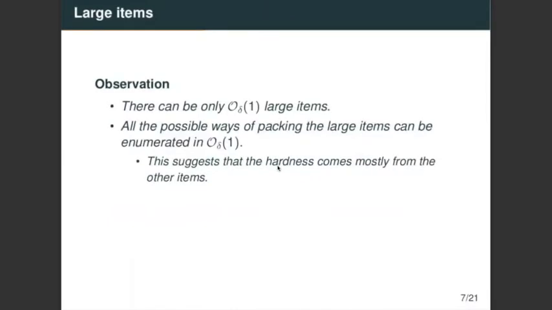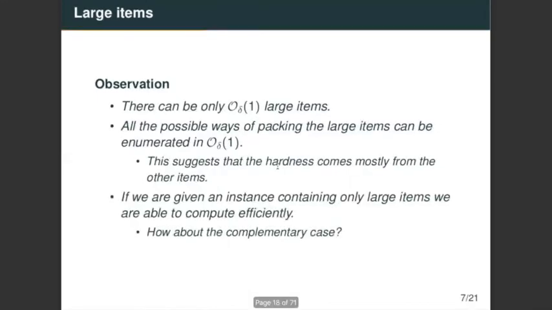One can observe that there can be only constantly many large items in a strip packing instance. All the possible packings of these items, therefore, can be enumerated in constant time. So this suggests that in the strip packing problem, most of the hardness comes from the other items. If we are given an instance containing only large items, we are even able to compute it efficiently. But does this hold for the complementary case?